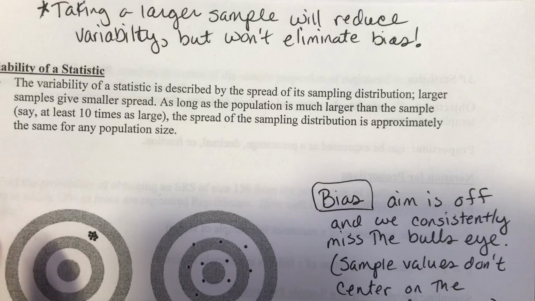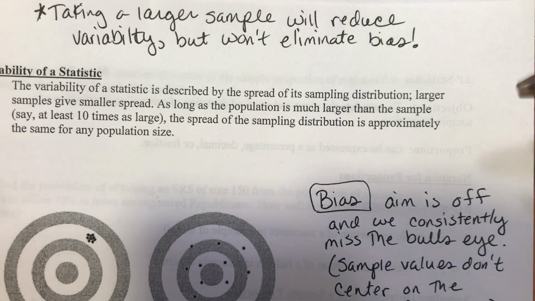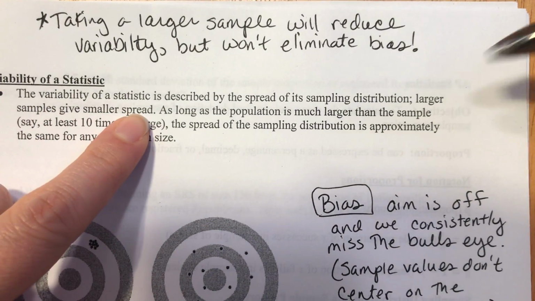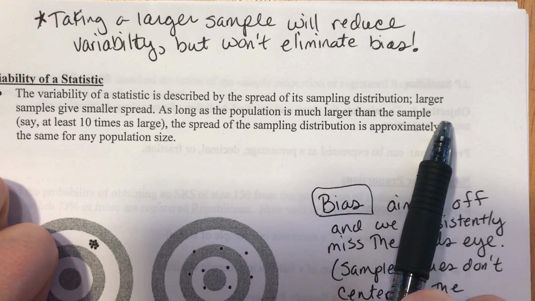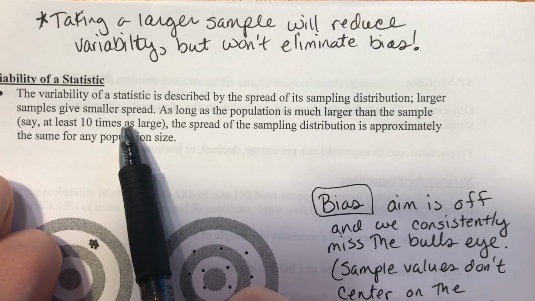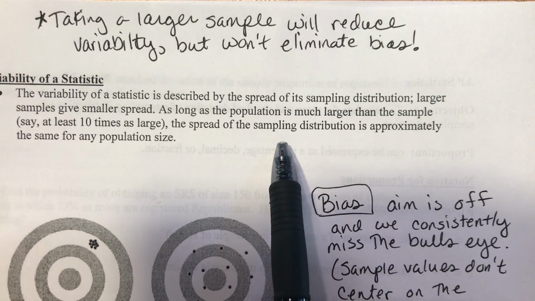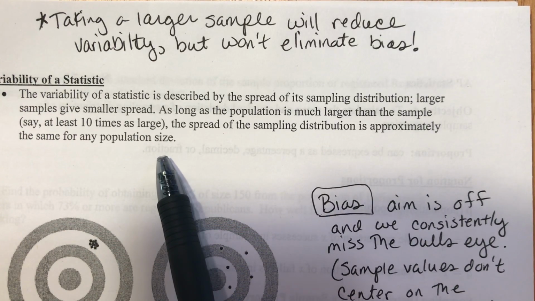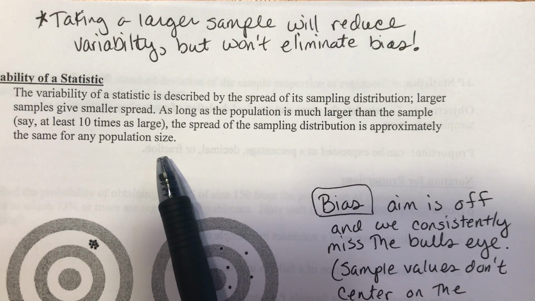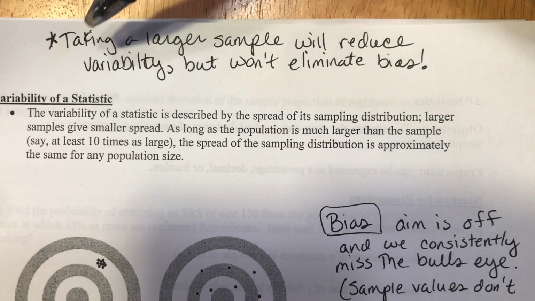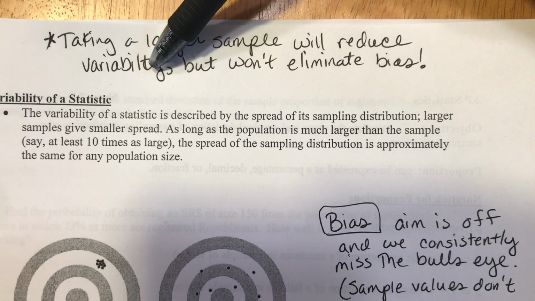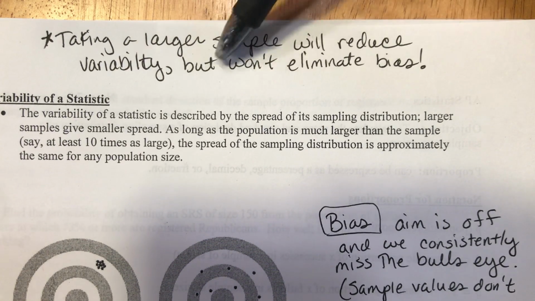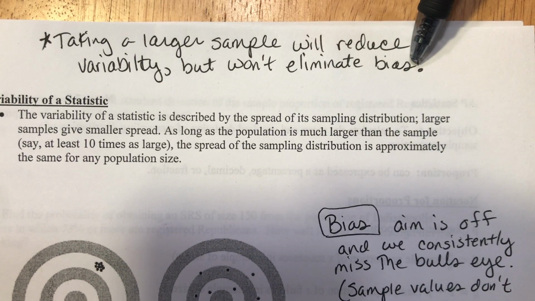Okay. Your variability of a statistic is described by the spread of its sampling distribution. We've talked about this. Larger samples give smaller spread. That's what we just discussed. As long as the population is much larger than the sample, and we're going to go into why it's 10 times as large later, then the spread of the sampling distribution is approximately the same for any population size. So I've made a couple notes here. All right, so the first important note is taking a larger sample will reduce variability. Right? It'll reduce how the samples vary from each other, but it won't necessarily eliminate bias.